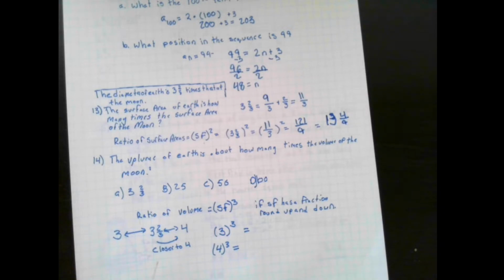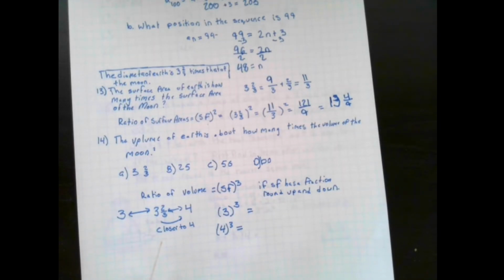Now, 14 asks us the volume of the Earth is about how many times the volume of the Moon. This one is giving us a multiple choice option, so I'm going to show you a cool trick, because we saw that squaring 3 2/3 gave us numbers that were pretty large already. If we were to cube it, we'd have to multiply 121 by 11 and multiply 9 by 3. And 9 by 3 is not too bad, but then we have whatever 121 times 11 is divided by 27, and that would get a little bit trickier.